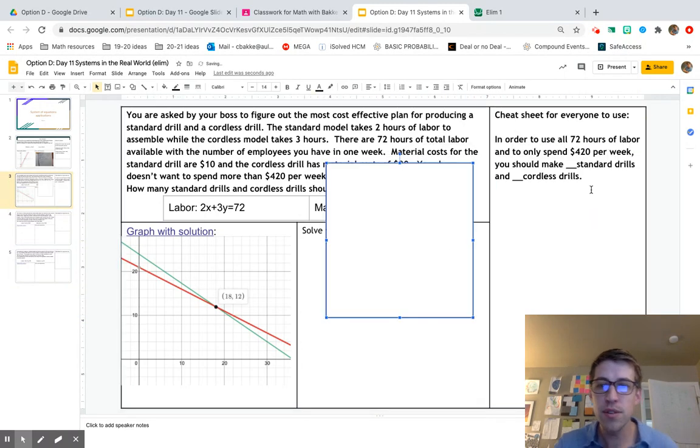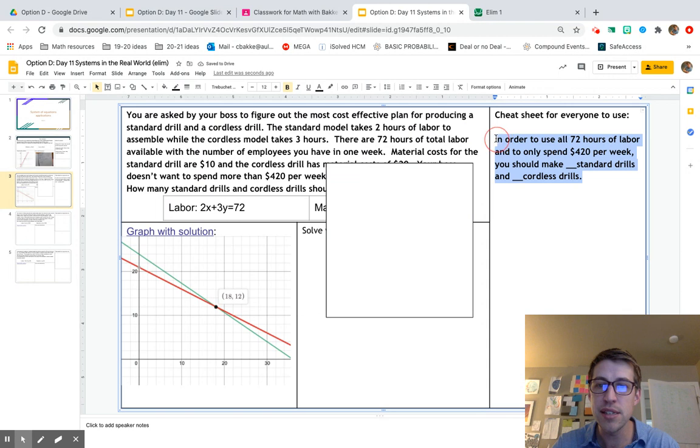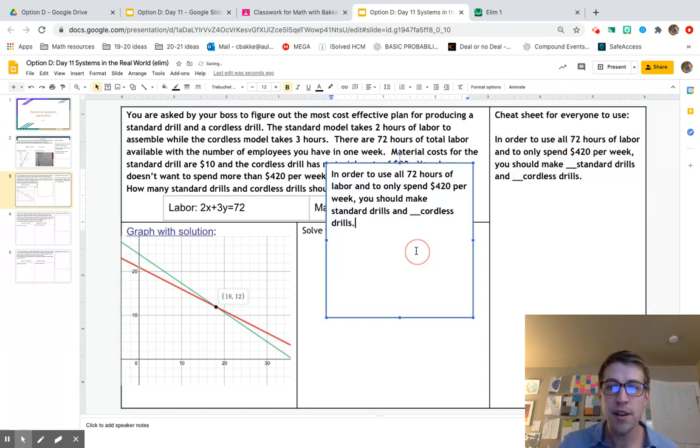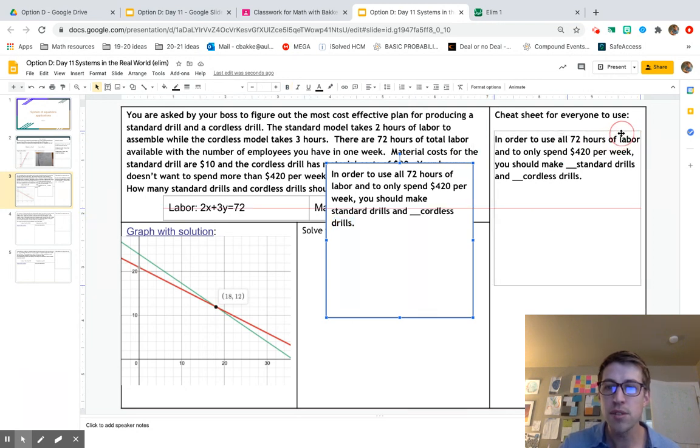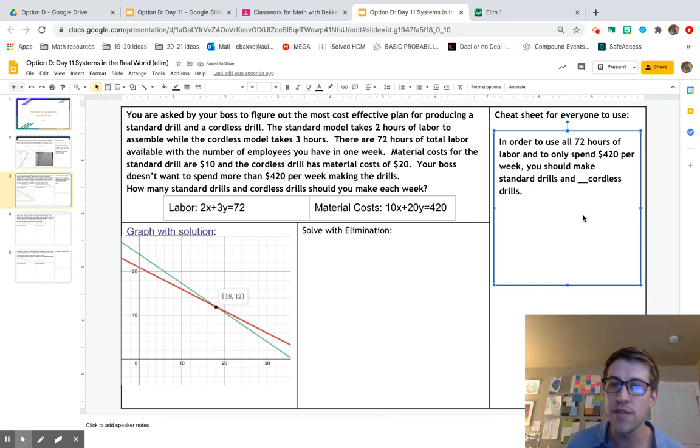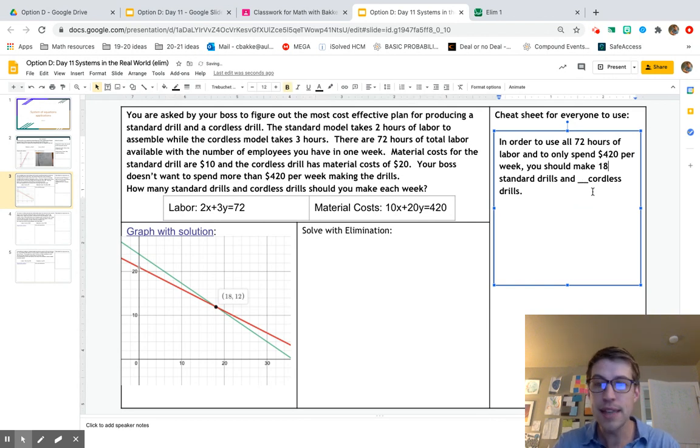So if we move this over, we once again have a nice sentence stem that you guys can copy and paste into your advice box. So now you guys should be able to more easily type in your answers. So in order to use all 72 hours of labor and to only spend $420 per week, we should make 18 standard drills and 12 cordless drills. And of course, you guys will need to make sure you have your algebra that matches x equals 18, y equals 12, and then you guys are good to go.